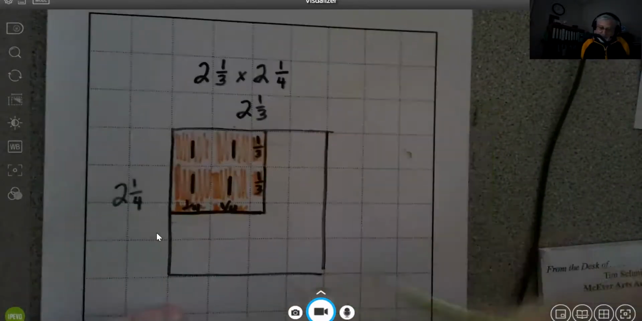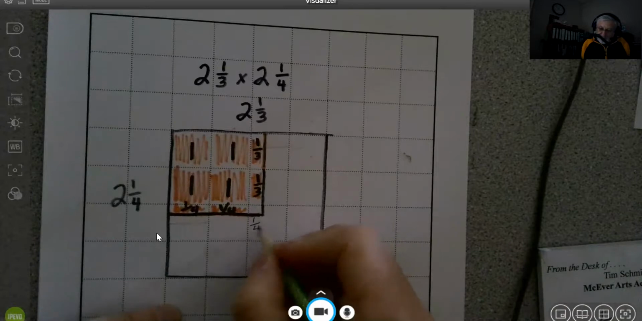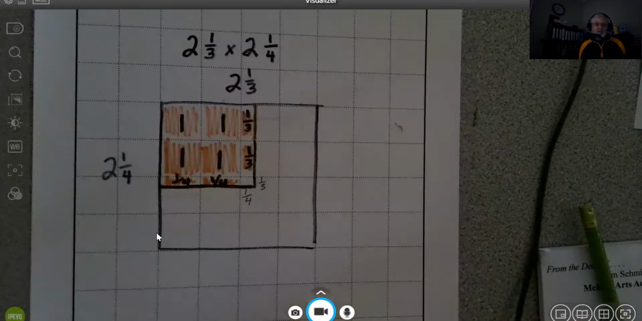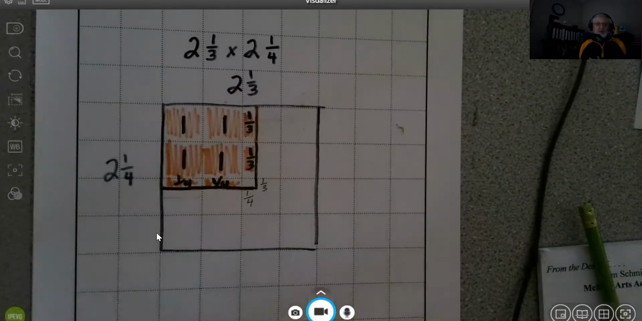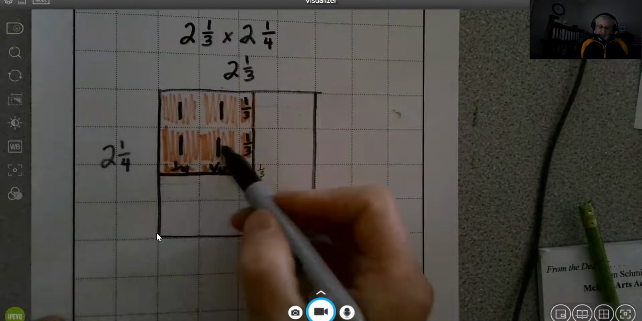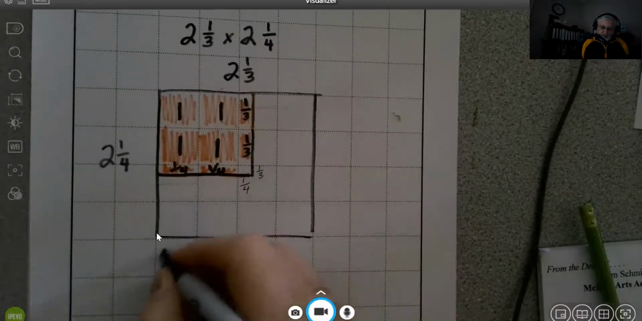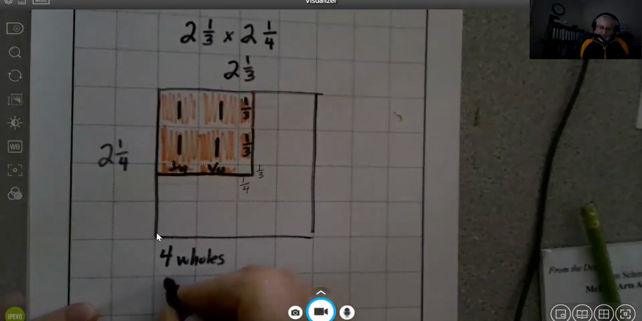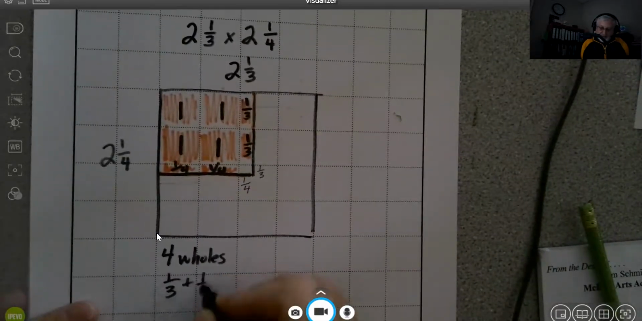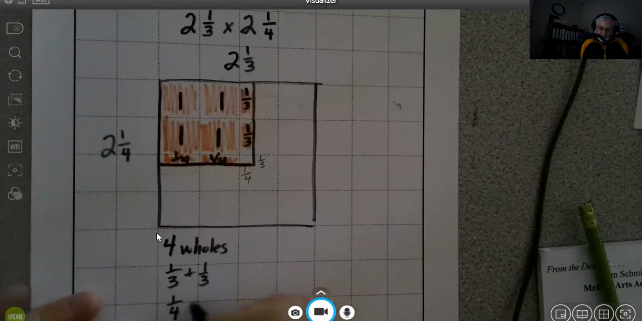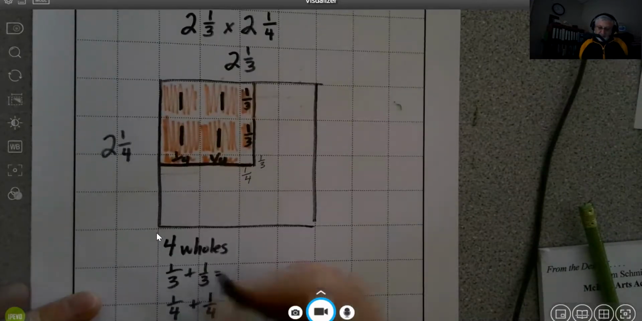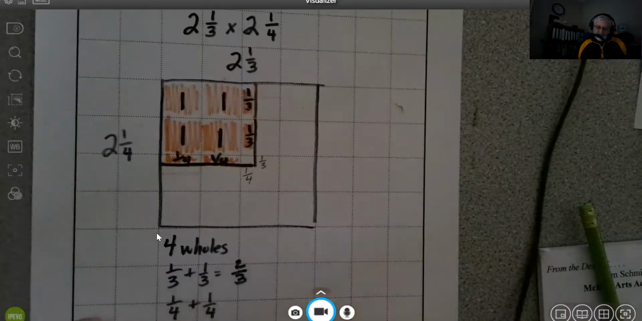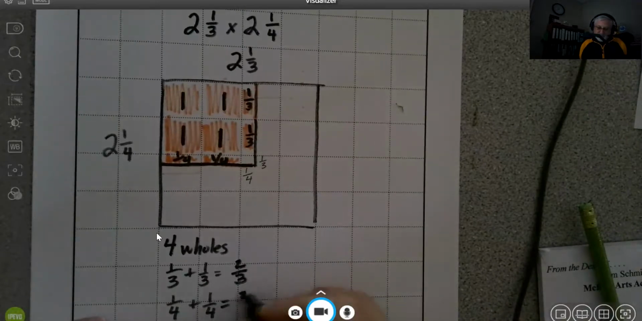This is the one where it's going to be 1/4 and 1/3. So I'm going to save that. I can add up my wholes. Okay. So I have 1, 2, 3, 4. I have 4 wholes. Then I have 1/3 plus 1/3, 1/4 plus 1/4. So 1/3 plus 1/3 is 2/3. 1/4 plus 1/4 is 2/4.